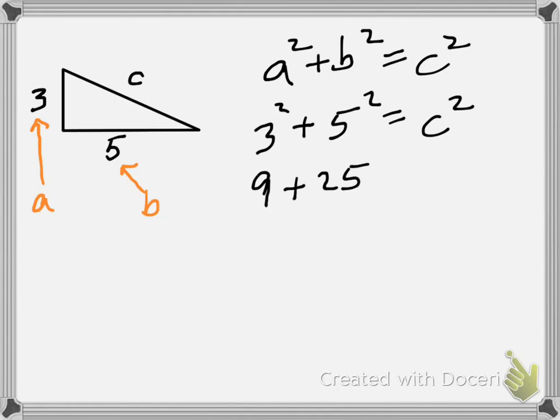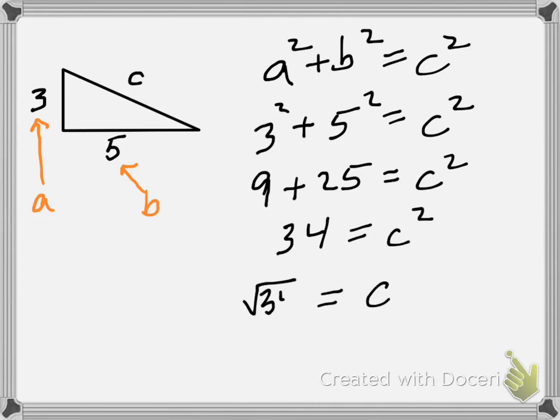So I keep going. So 3 squared plus 5 squared equals c squared. I evaluate: 3 squared equals 9, and 5 squared equals 25. And the sum of 9 plus 25 is 34. So I know that c squared is 34, and c is the square root of 34.